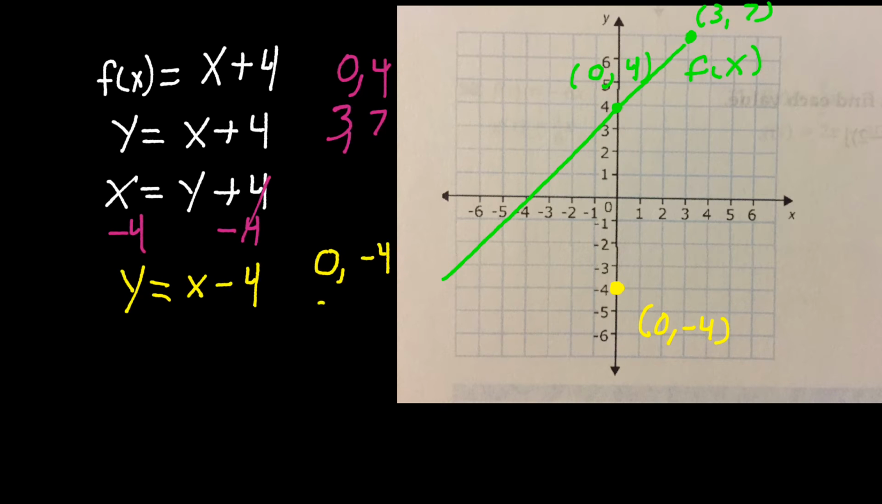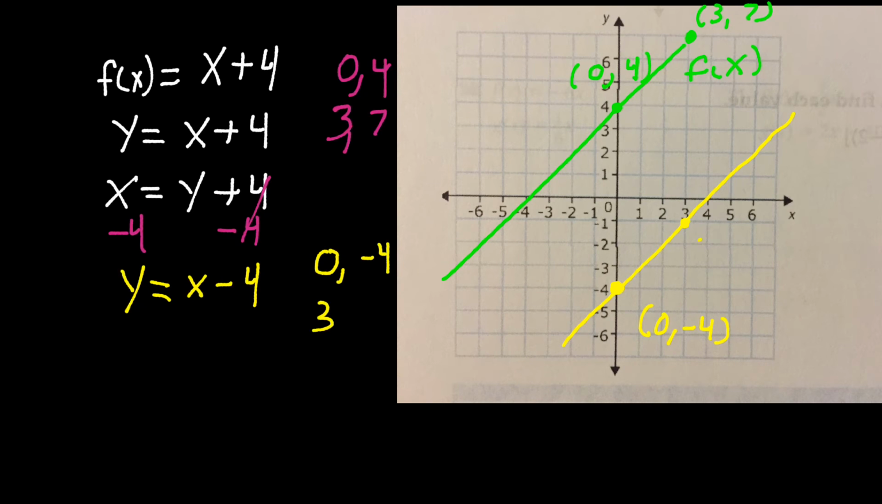And if I did 3 again, well, 3 minus 4 is negative 1. So I'm going to go over on 3, and then down 1. So it's going to be there. And I can get my inverse line. And that is the inverse function of our graph.